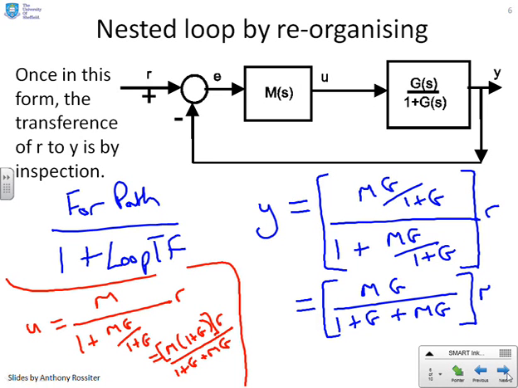However, key message, by grouping one of these feedback paths and creating a block g over 1 plus g, I've then been able to write down the transferences by inspection, albeit I need a little bit of algebra afterwards to get them into a simpler form.